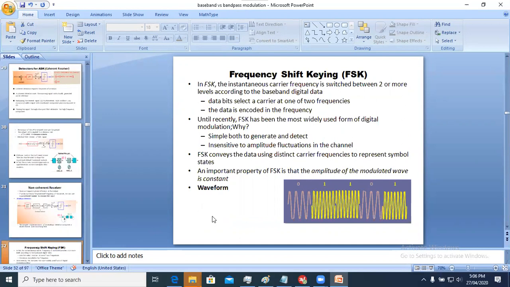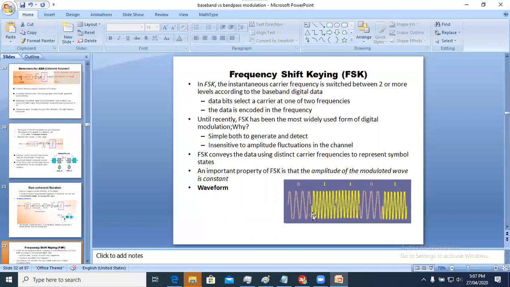So in frequency shift keying, we also consider the binary version. It is also used to modulate the baseband data with two carrier frequencies. So the data is encoded in the form of the frequencies. This is in fact the simplest form of modulation and demodulation, and they are not sensitive to amplitude fluctuations.